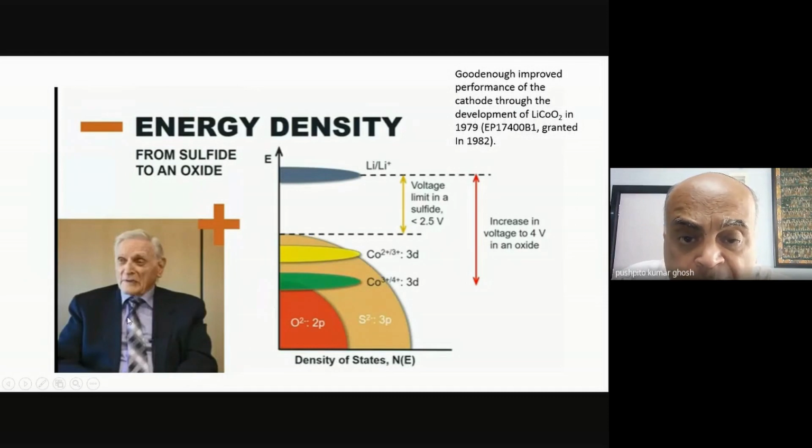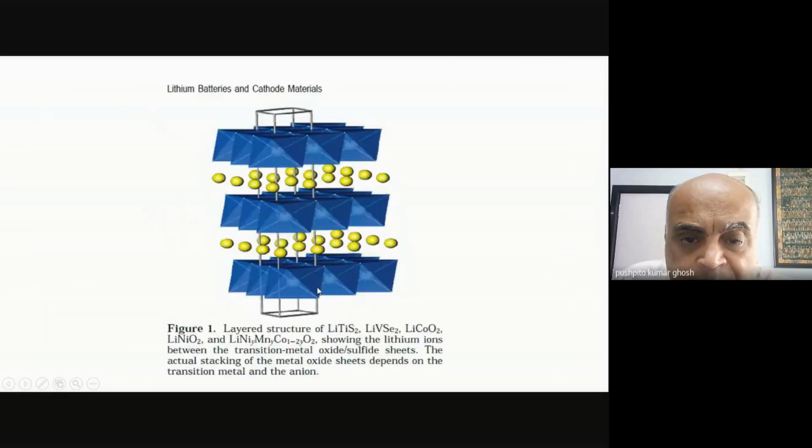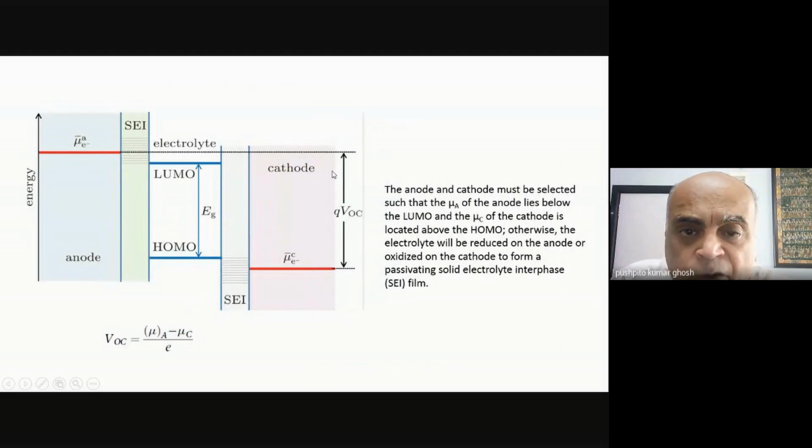What Goodenough did was that by introducing the cobalt 3 plus, cobalt 4 plus system, he buried it deeper over here, and therefore, my voltage increased. So he was able to double the voltage output from a lithium-ion battery, which initially was something around 2 volt, and Goodenough made it about 3.5 volt or thereabouts.